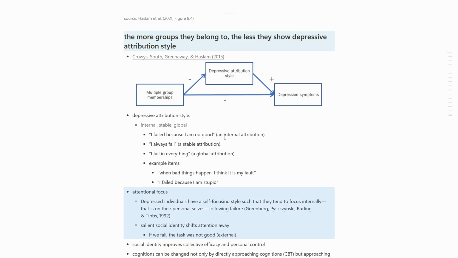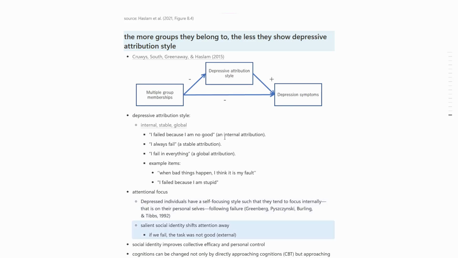And also, depressive attribution style is related to attentional focus. Depressed individuals have a self-focusing style such that they tend to focus internally, that is, on their personal selves, following failure. So depressed people make internal attribution, and that may be because they tend to focus on themselves rather than situations or others. And because they focus on themselves, they tend to believe that their personal selves would not change. Thus, they are more likely to make a stable attribution. And if the cause of failure is within oneself, then whatever they do, wherever they go, they may believe that they would fail again. So that would contribute to making global attribution.